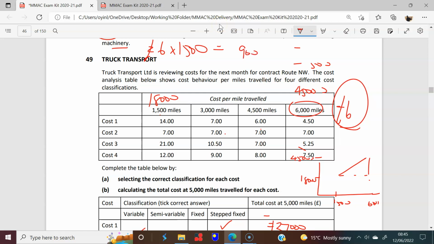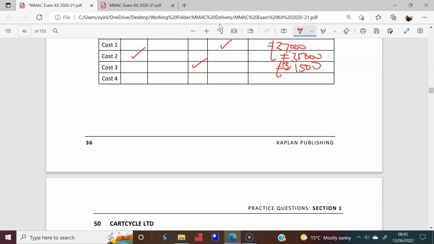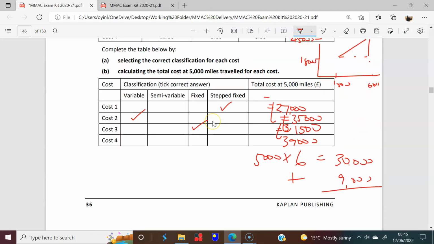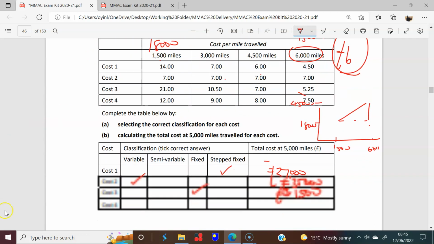So it means that the fixed element must be £9,000, right? Because 1,500 times 12 was 18,000. So when I'm talking about 5,000 miles, I'll first multiply that by 6 to get 30,000. That's the variable element, and then I'll add on the £9,000, and that gives you £39,000. Right? So that's your semi-variable cost. Right, and that is question 49.